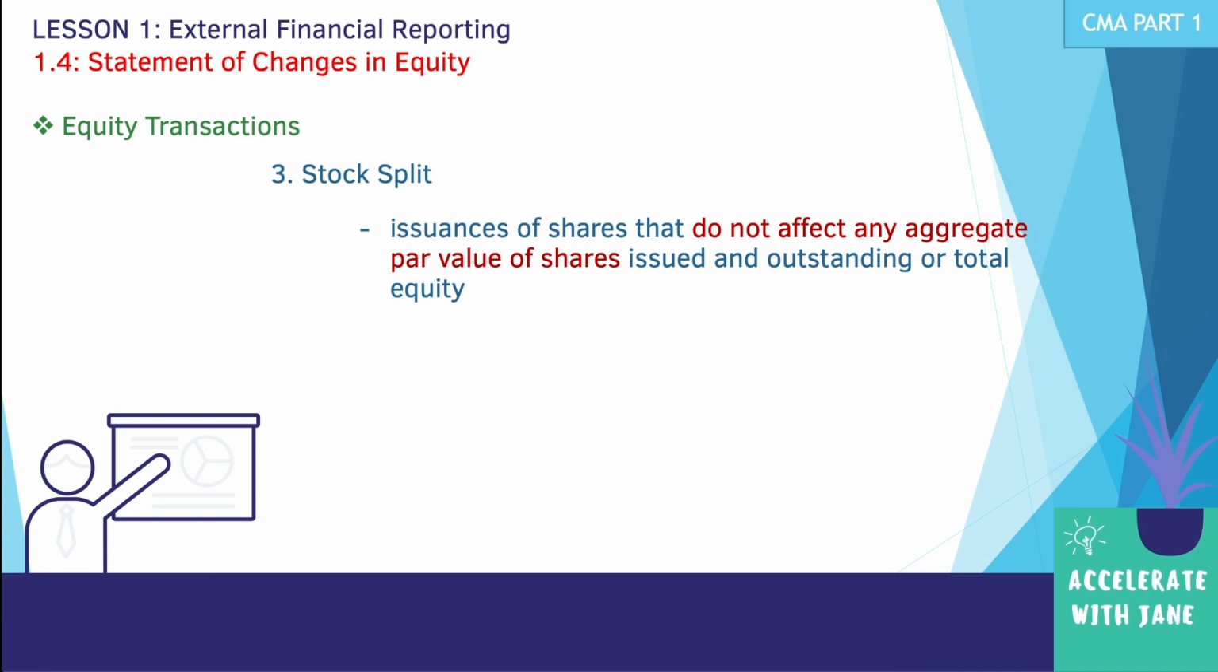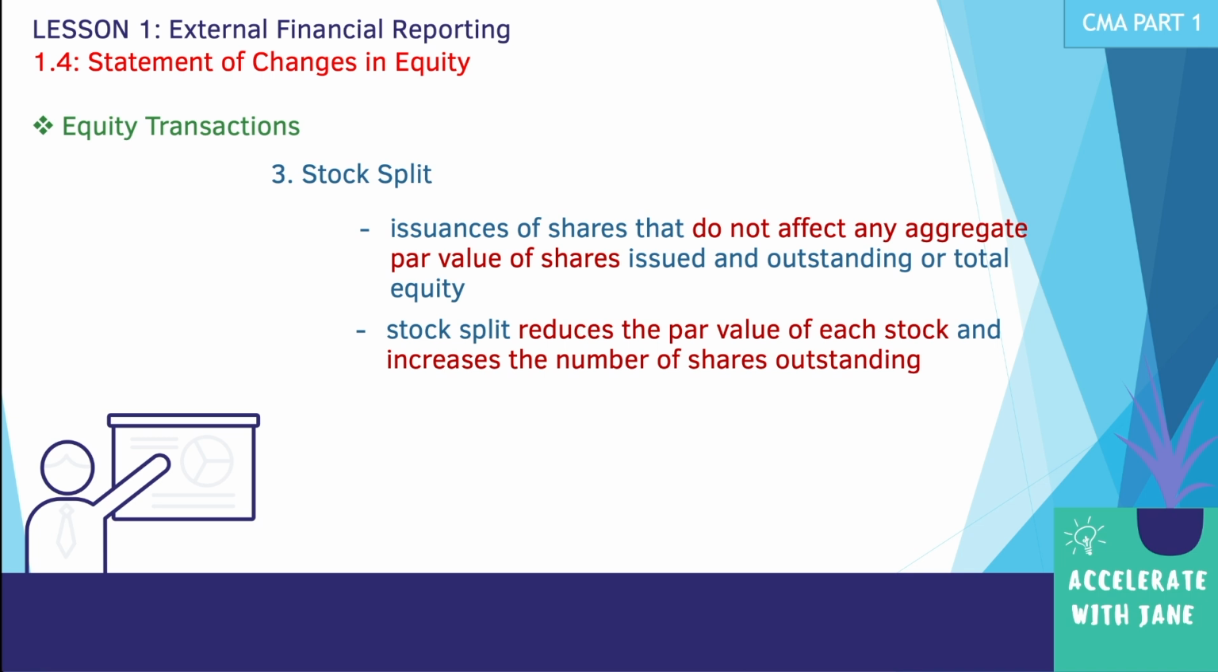So this refers to the issuance of shares that do not affect any aggregate par value of shares issued and outstanding or total equity. So basically, for example, if the company has 100,000 common shares issued and outstanding, the company declares 2:1. So basically, the previously issued and outstanding common shares of 100,000 will now become 200,000. So stock split reduces the par value of each stock and increases the number of shares outstanding, and vice versa.